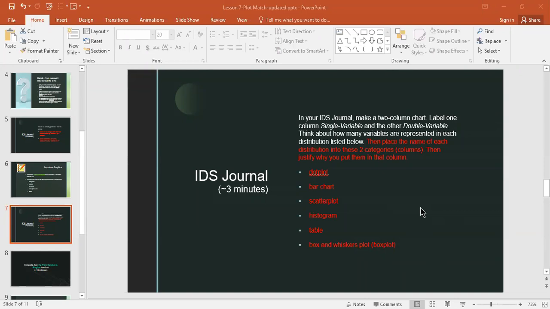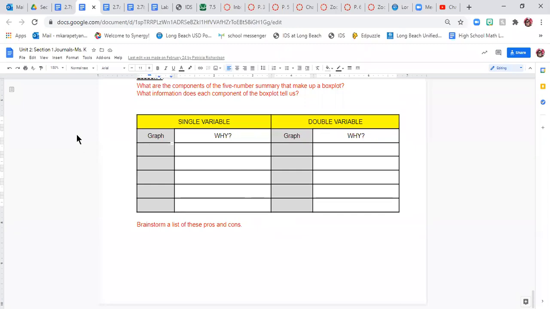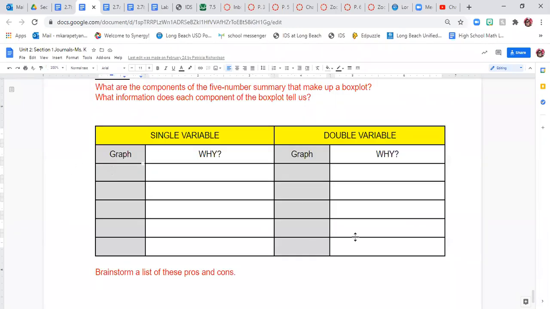Okay, ladies and gentlemen. So we have 6 graphs that we need to classify. Okay, and I'm going to head over to my journal here. All right, I did message a few people, not all of the people, I didn't get a chance to, but let's get started here. Okay, so first graph, any graph that you classified. Trinity, can you give me one graph that you classified under single or double and why?